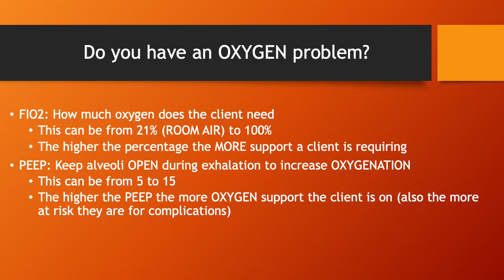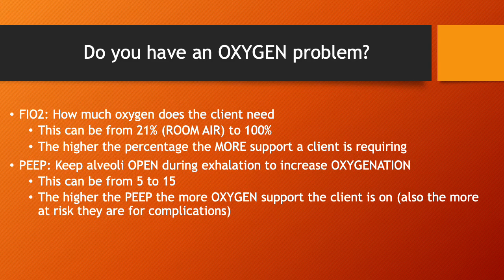So the higher the percentage, the more support a client is receiving. So if I go in and my patient's on 100% FiO2, that patient's receiving a lot of support. They are on the maximum amount of oxygen they can receive. But if I go in and a patient's on 30 or 40%, that's not as much support. Based on just that setting alone, they're not needing as much oxygen, so they have lower oxygen requirements.